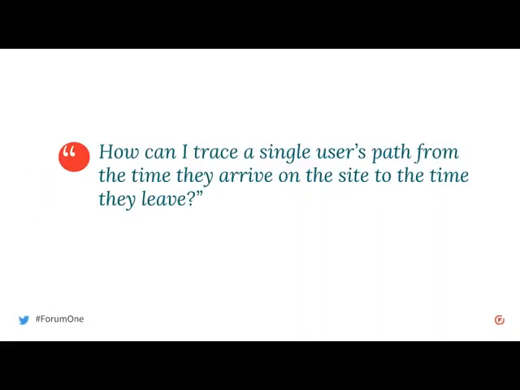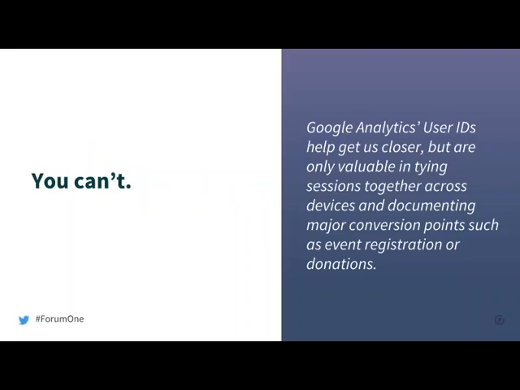So the next question is, how can I trace a single user's path from the time they arrive on the site to the time they leave? I'm guessing a number of people can guess the answer to this one based on the questions I've answered so far. You can't. Google Analytics is not ace at identifying or creating useful reports on the aggregate level for individuals' behaviors. The big thing that they do now is they have Google Analytics user IDs, and that does help us get closer.